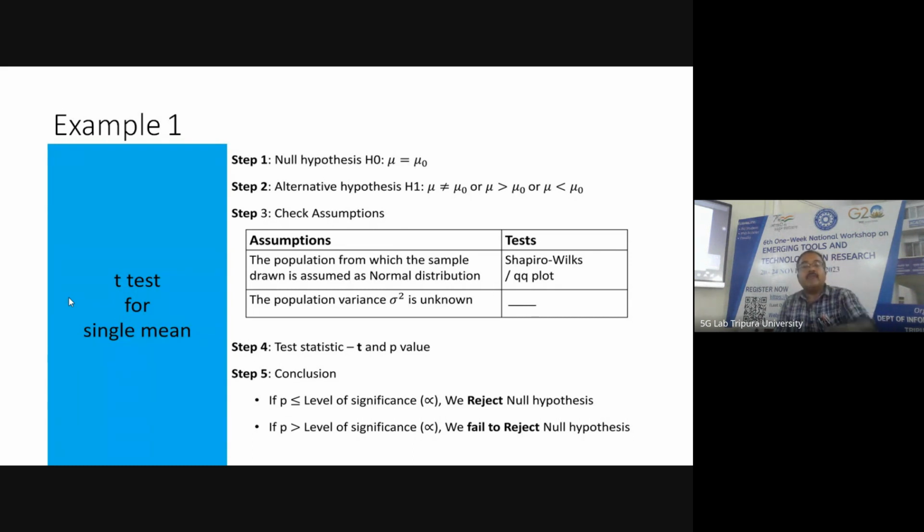Okay. Step five is the conclusion. What is the conclusion? In terms of the p-value, if p is less than or equal to the level of significance, then we will reject the null hypothesis. If p is greater than the level of significance, we will fail to reject, that means we will accept the null hypothesis. That is the probability value. If the probability value is less than or equal to the level of significance, you are going to reject the null hypothesis. If it is greater than the level of significance, then we are going to accept the null hypothesis.